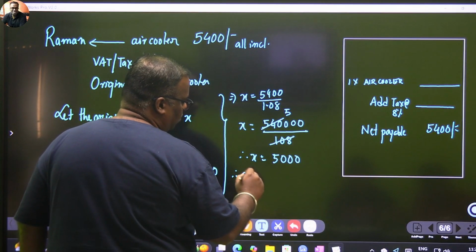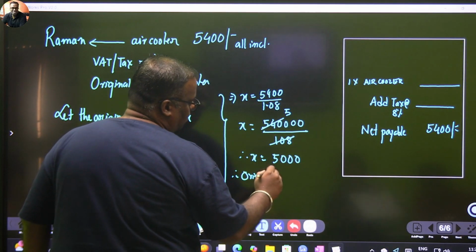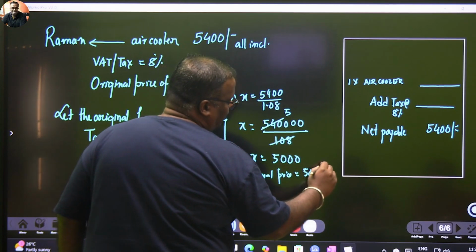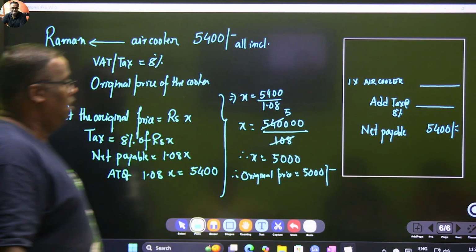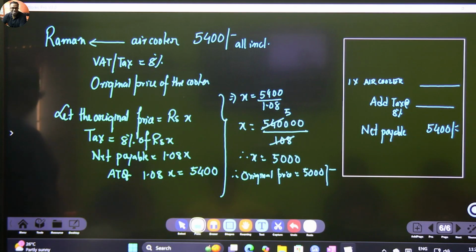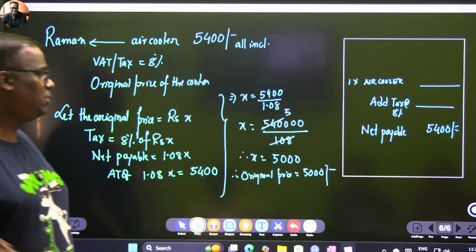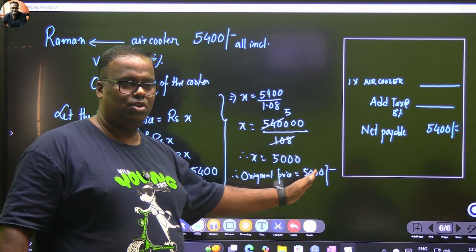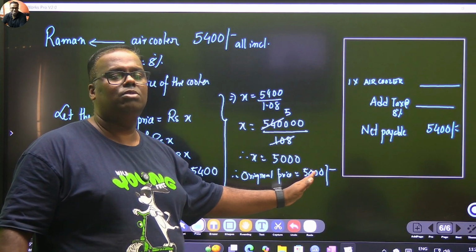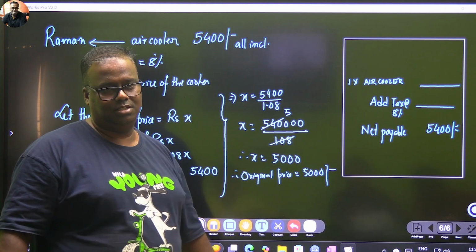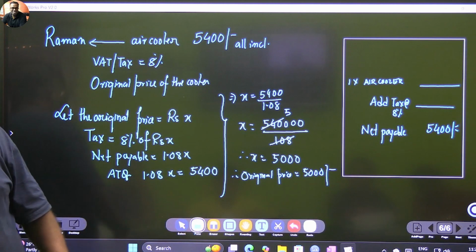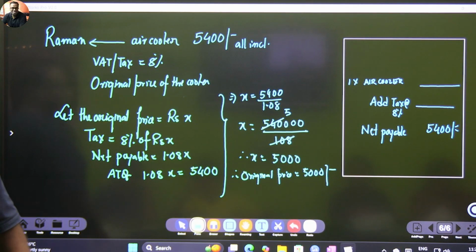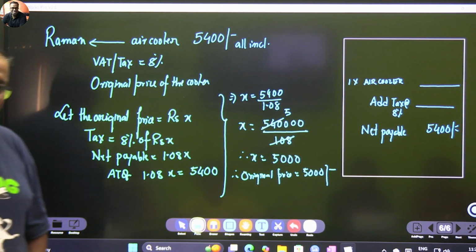Therefore, the original price is equal to 5,000. 5,000 is the cooler price. The person paid 400 rupees as tax, and just think, 8% of 5,000. Take out 2 zeros, 8 fives are 40, so it is 400. That's the tax. Tax is just a percentage chapter, only that you have to apply a little bit of your head. Clear?